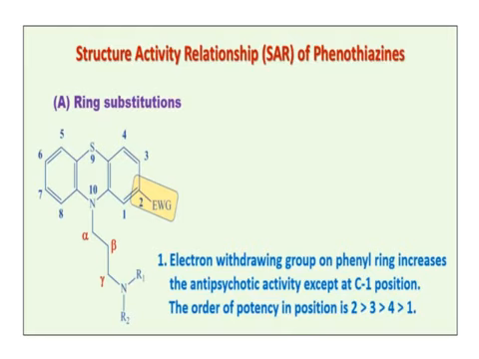Now we will move to the next and important part. What is the SAR, or the structure activity relationship, of phenothiazine? The first one is regarding the ring substitution. At the second position, as we have discussed, there must be the presence of an electron withdrawing group. If an electron withdrawing group is present, it will show better activity as compared to an electron donating group because it maintains the resonating power. And when this resonance is maintained, it will show better activity.